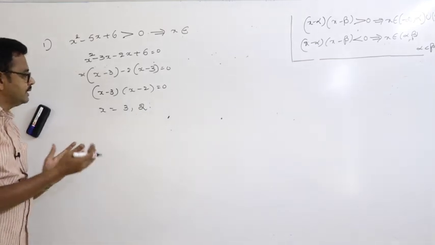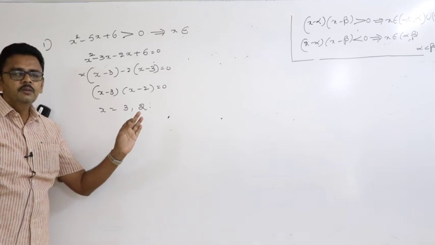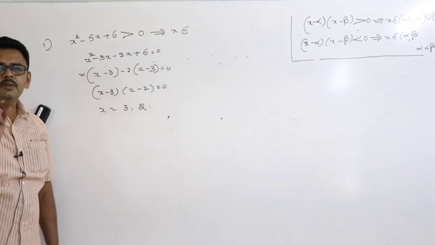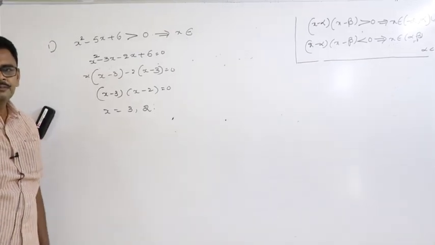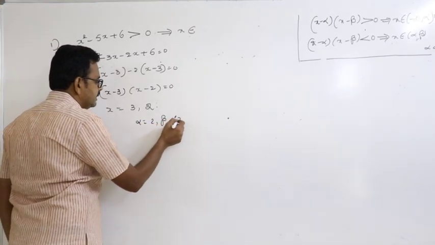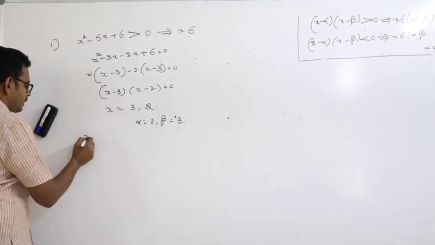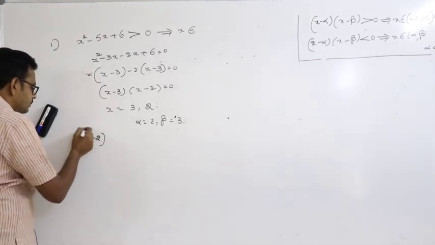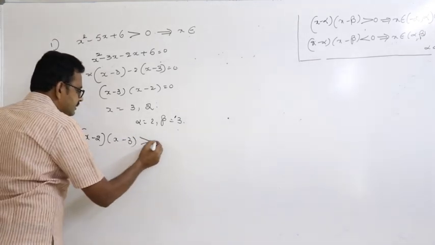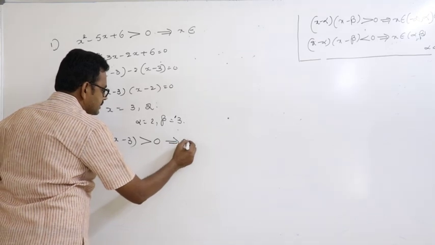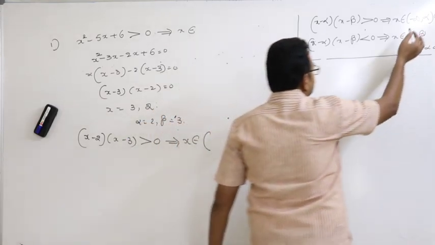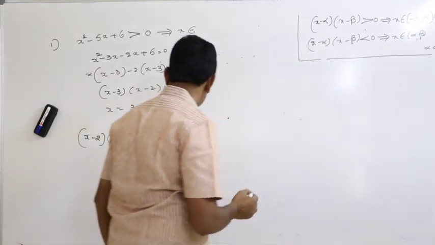Of this, what is alpha, what is beta? One root make as alpha and the other root is beta. Which is the smaller one? That is alpha. So here alpha is 2 and beta is 3. So this is x minus 2 into x minus 3 is greater than 0 implies x belongs to, the formula is what? Minus infinity comma alpha.